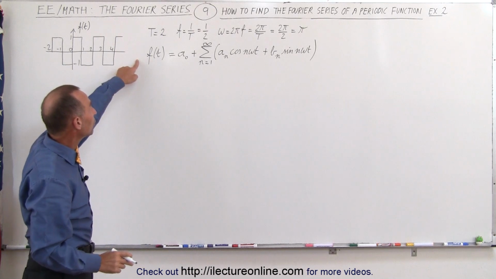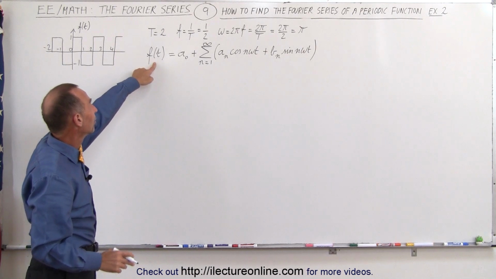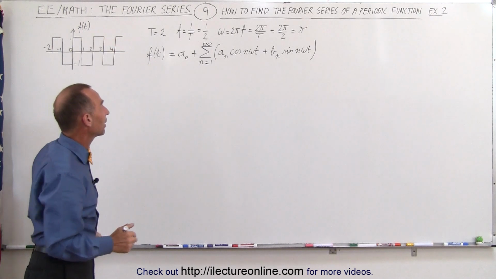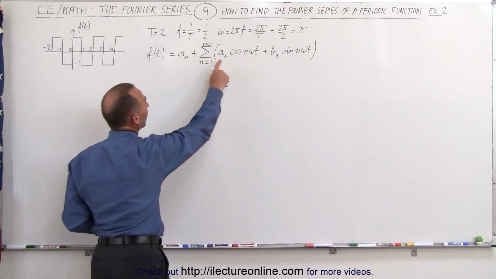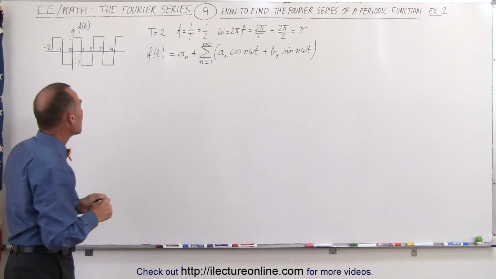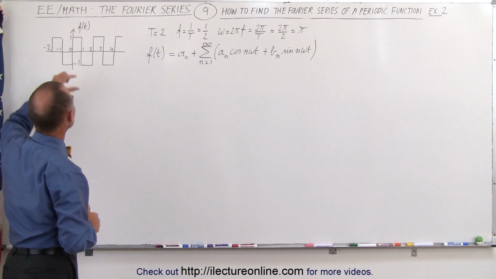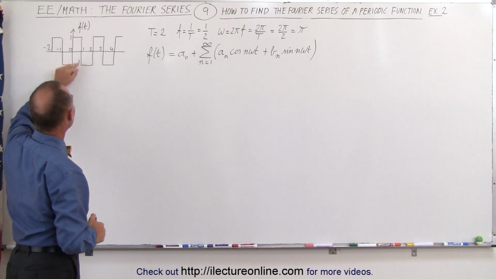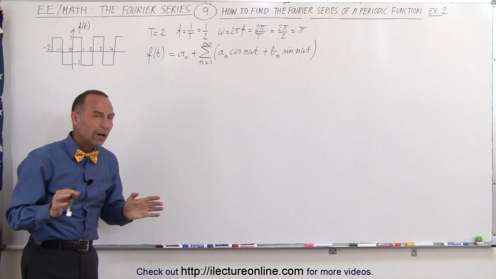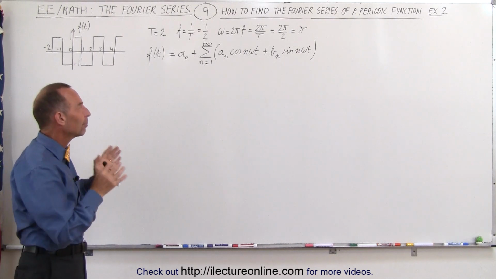This is the equation that we use to find the Fourier series of the original periodic function f of t, and it comes down to finding the a sub naught, the a sub n, and the b sub n. So what do we do here when the value of the function is equal to 1 from 0 to 1 and -1 from 1 to 2? Later on we'll learn some techniques where we can simplify the problem.